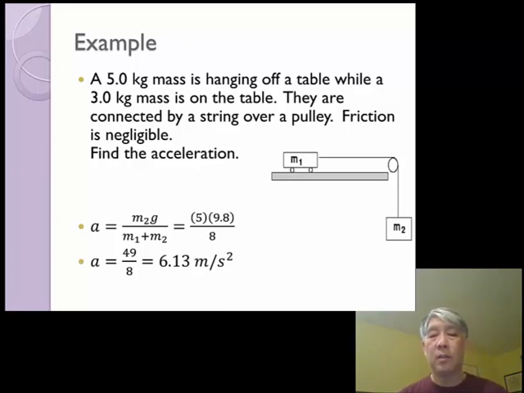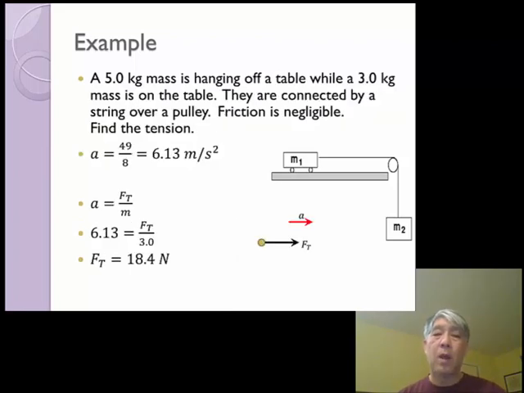So plugging in these numbers into our calculator, we find that the acceleration of both objects, M2 downwards, M1 to the right, is 6.13 meters per second squared. Part 2 of this problem will always be pretty much to find the tension. We could go backwards and find the tension first and then acceleration, which we'll do in a couple of slides.